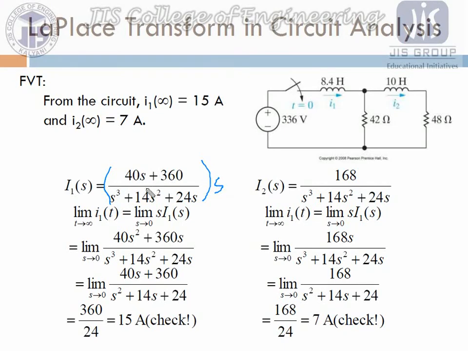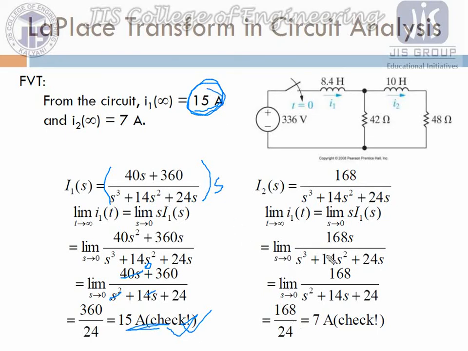If we multiply it, it will be (40s square plus 360s) divided by (s cube plus 14s square plus 24s). If we rearrange the equation and put the limit s tends to 0, this term should be 0, and this term should be 0, so s will be cancelled out. If we take s as a common factor, it will be (40s plus 360) over (s square plus 14s plus 24). The numerator term with s should be 0, so it is 360 divided by 24, that is 15 ampere. And as per previously, we know that the result was 15 ampere.